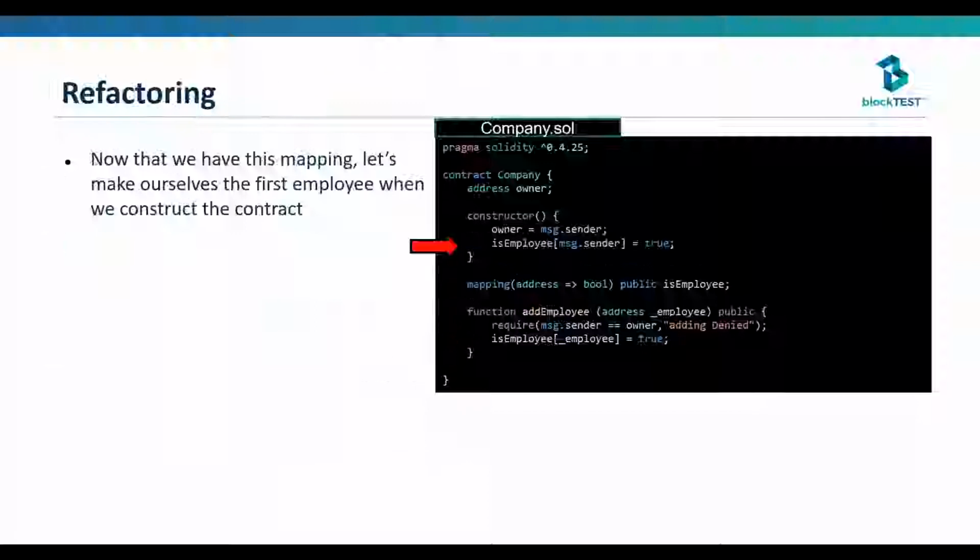Now, moving on, we also need to do a little bit of refactoring, because technically the owner is also an employee and he might want to be in that dictionary of isEmployee. So in order to do that, we don't have to call the add employee function. We can just do this in the constructor itself. The constructor is called only the first time the contract Company is going to be deployed. So when the owner account is set, we can also add the same line that we have added in the add employee function inside the constructor, which will add the owner's address as an employee.